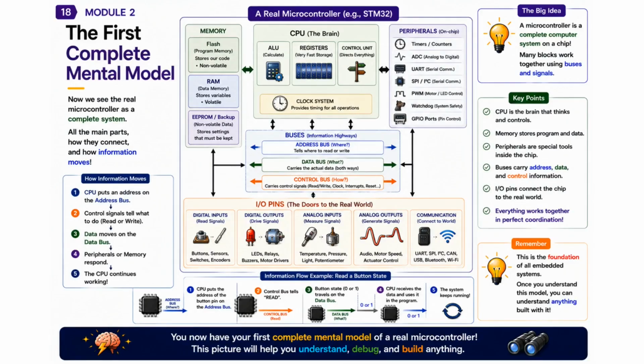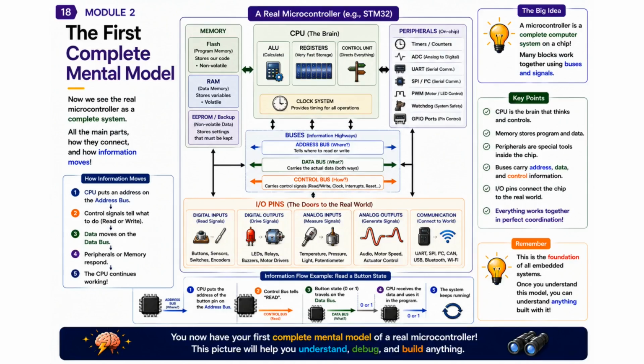Let us follow one simple example. Suppose we want to read a button. First, the CPU places the button's address on the address bus. Next, the control bus sends a read command. The button state, either 0 or 1, travels back on the data bus. The CPU receives that information and uses it in the program. Then the entire system continues running millions of times every second.